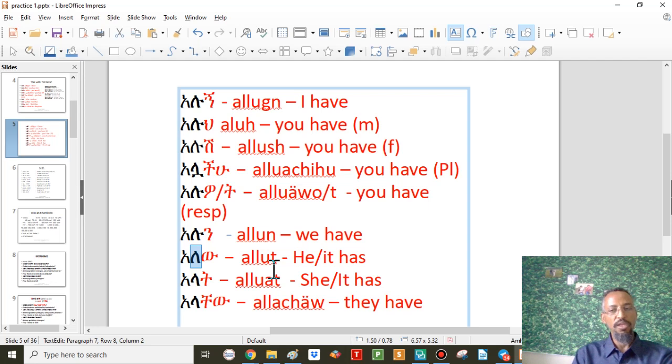Like alun, they say it to us. But if you say alun with a different stress, we have more than one thing. Or allo is alut. So the wu will change to t here. That's an exception. Alut.